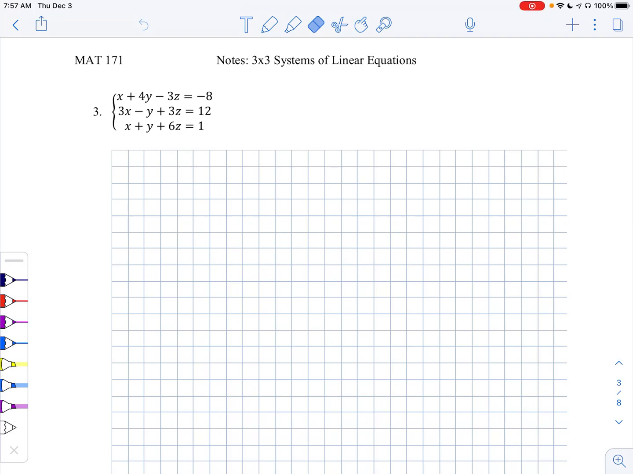Hi, everybody. So I'm getting a lot of questions about these 3 by 3 systems of linear equations. So I thought I'd make another video just working out a couple more examples for you guys. So we are going to start with example 3 on this one. And we're going to solve this 3 by 3 system using elimination, just like we did in the other videos.